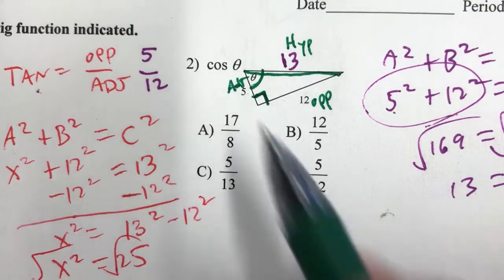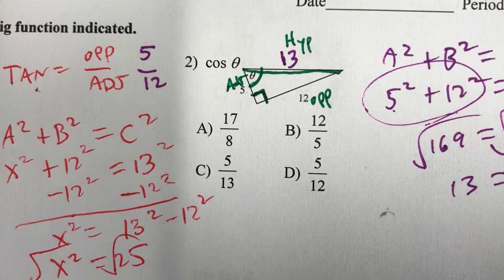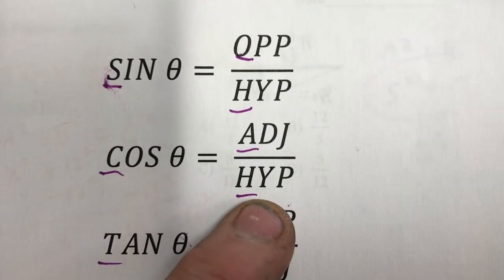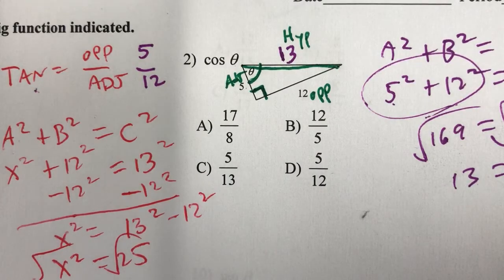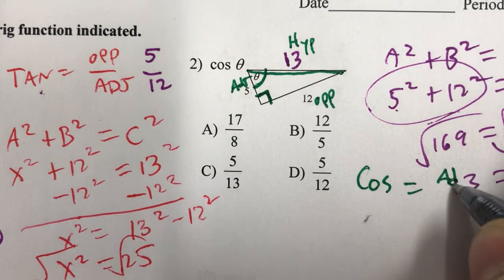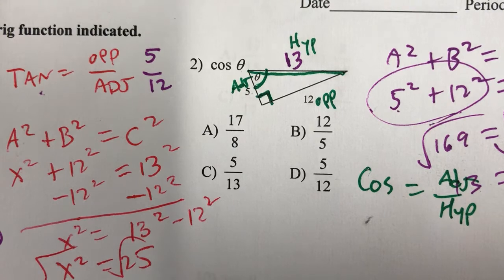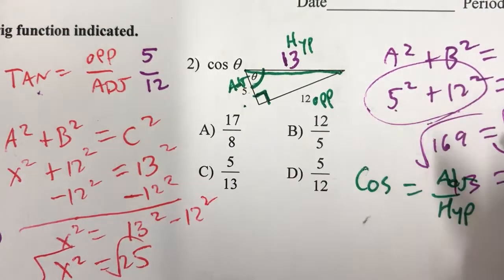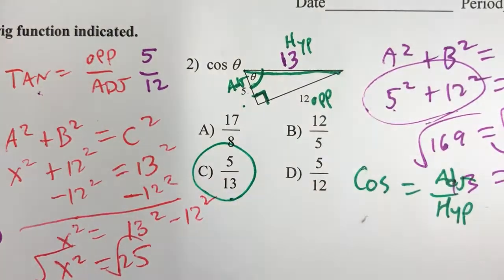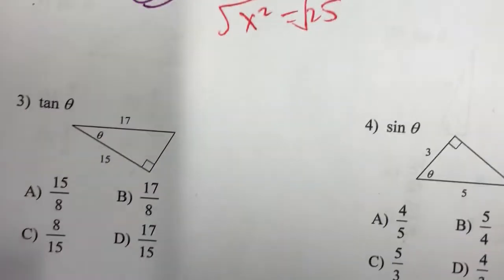Now what's the cosine of theta? If you remember from earlier, cosine is adjacent over hypotenuse. You got to remember those. So cosine is adjacent over hypotenuse. My adjacent here is 5, and my hypotenuse is 13. This would be 5 over 13. Okay. Now, number 3.